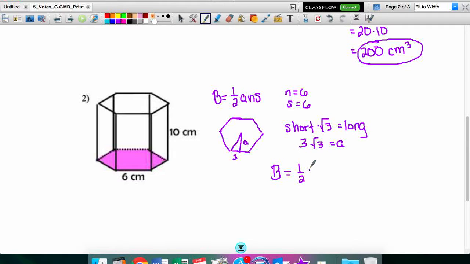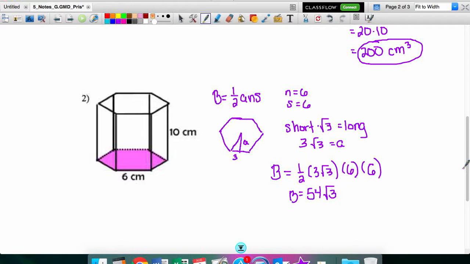1/2 of the apothem, 3 radical 3, times the number of sides, 6, times the side length, 6 as well. Okay, crunching these numbers, half of 6 is 3, 3 times 3 is 9, 9 times 6 is 54, and we have a radical 3 as well. So 54 radical 3 is our base area. But we're not done yet, that's just the base area.